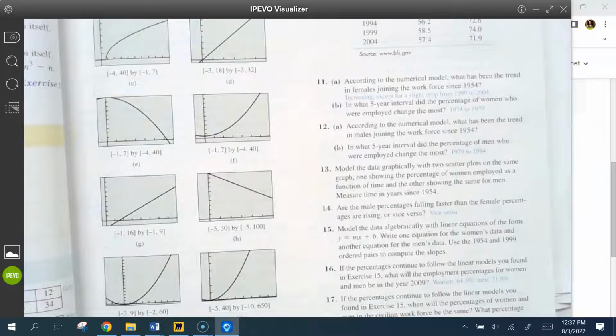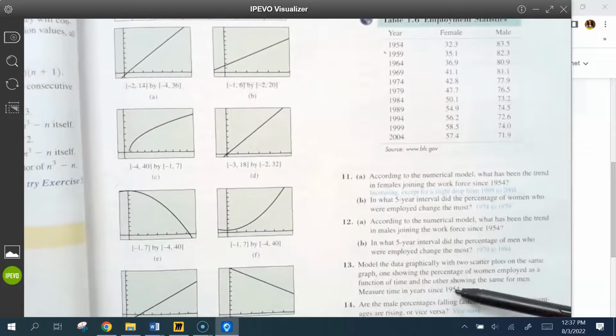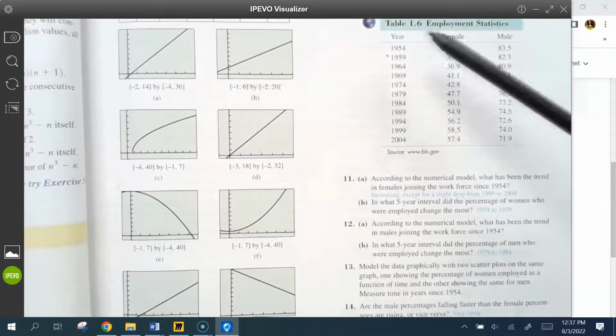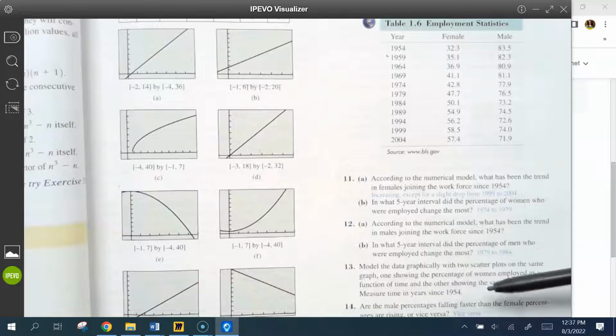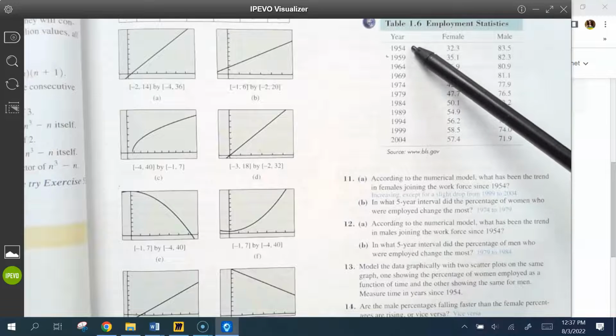I heard 13 and 17. 13, model the data graphically with two scatter plots on the same graph, one showing the percentage of women employed as a function of time, the other showing for men. Measure the time in years since 54. So that's important too, because on your table here it says 1954. So if your X is years since 54, then what would 54 be?